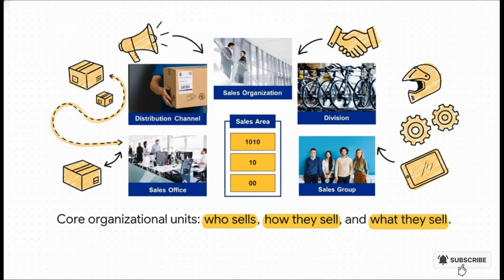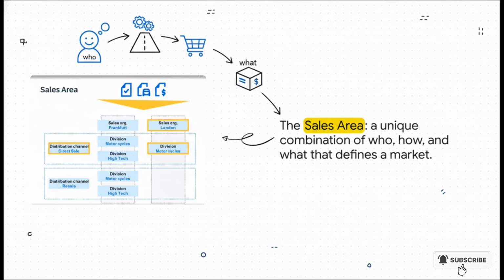The sales organization answers who is selling. The distribution channel answers how are they selling. Is it wholesale, retail, online? And the division answers what are they selling. Is it electronics or, say, spare parts? Who, how, and what. And when you combine those 3, the who, the how, and the what, you get this, the sales area. And this is probably the single most important concept in your company's structure.